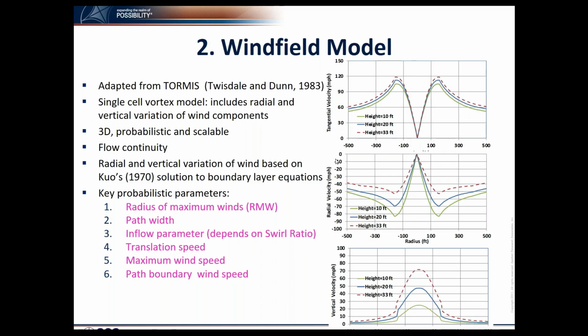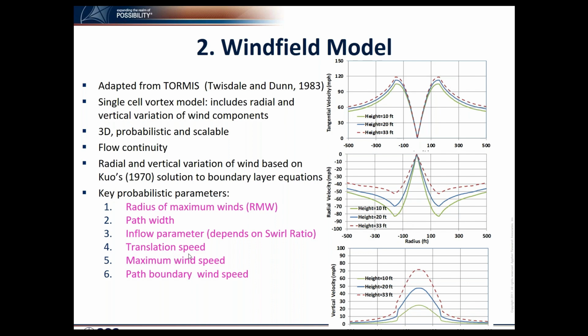So the wind field model that we used for the map development is adapted from Larry Twisdale and his co-workers' work in the 1980s. It's basically a single cell vortex model with variation of the wind components radially and vertically. As you can see from these plots, the wind components vary radially and vertically. It's a single cell model, and the key components of this model are the radius of maximum wind, path width, and inflow parameter, which is the ratio of the radial wind component to the tangential wind component.